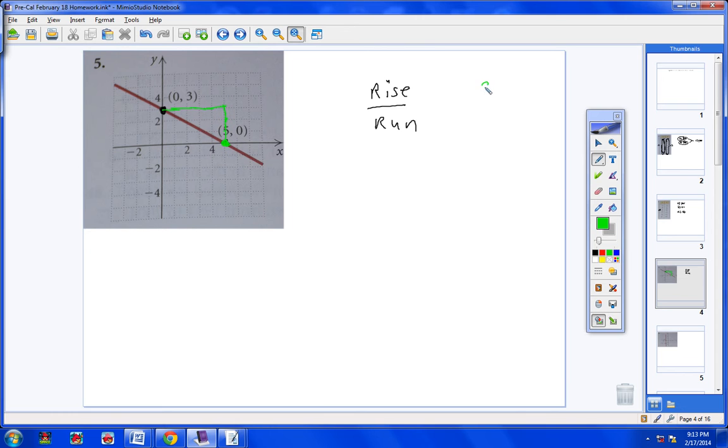So my rise is 3, and my run, now the run is the distance or the length of this line right here, my horizontal line.